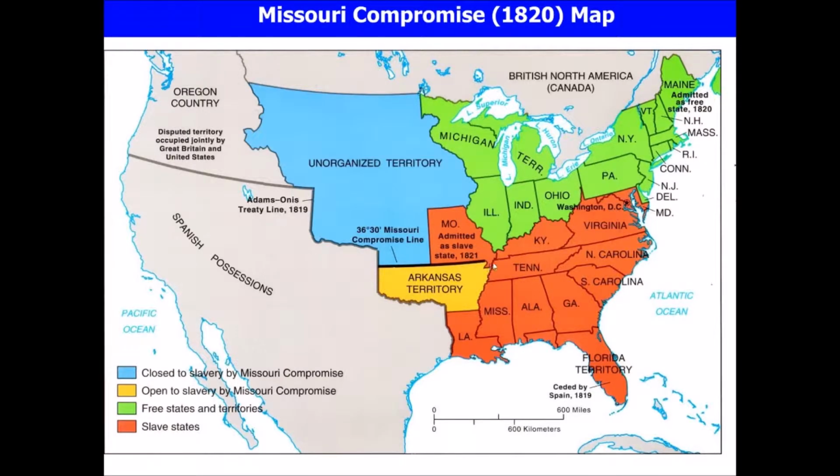And right there, if you look right where my mouse pointer is, that's the line, and then you notice Missouri just dips down below it. That's how it got admitted as a slave state, based on that line of demarcation.